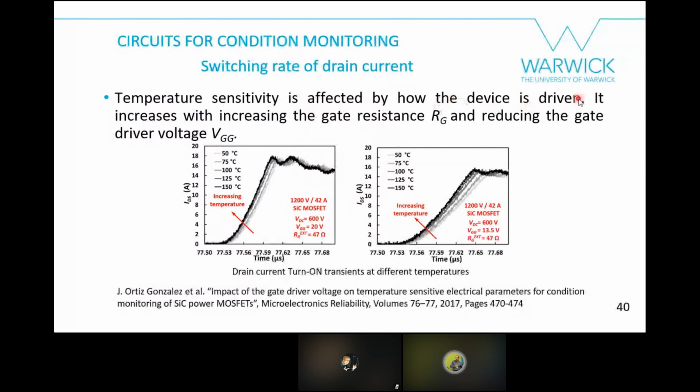The temperature sensitivity is affected by how the device is driven. The temperature sensitivity increases with gate resistance and reducing the gate driver voltage. So if you switch your device slower, the temperature sensitivity of your drain current switching rate is going to be more apparent. You can see it here. If you're driving your device with 20 volts and 47 ohms, temperature sensitivity is there. But if you slow down your device with a gate driver voltage of 13, you can see that temperature sensitivity more clearly.